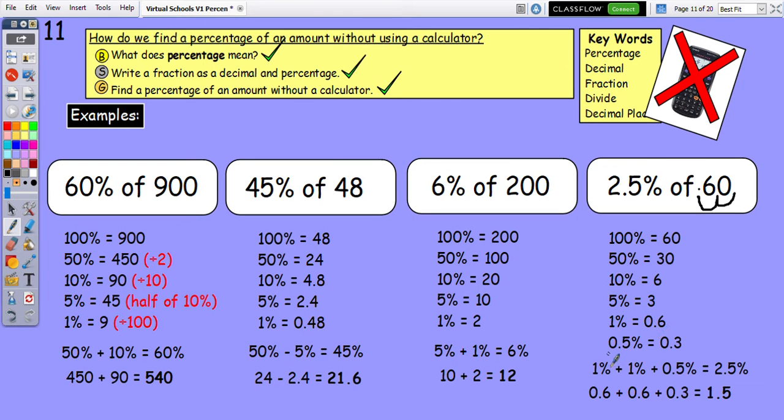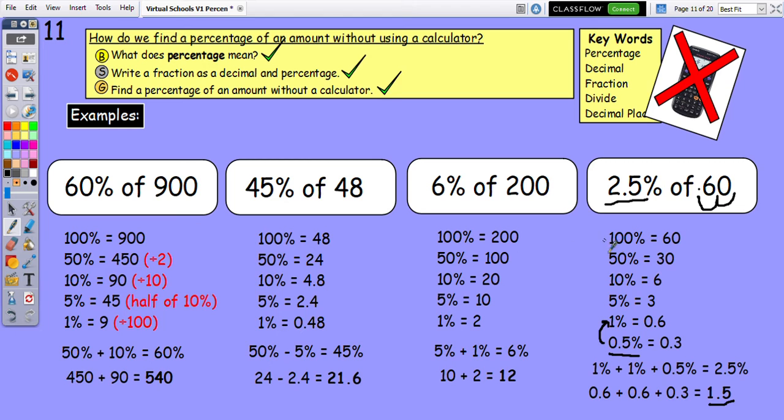Okay, now this is new. 0.5% is just half of 1%. If I half 1, I get 0.5. So if I half 0.6, I get 0.3. So to find 2.5%, I did 1% plus 1% plus 0.5%. So 0.6 plus 0.6 plus 0.3 gives me 1.5. And again, it's not complicated maths.